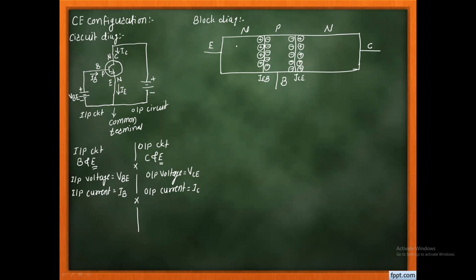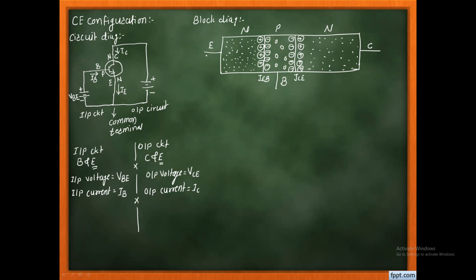As we know, the emitter region is the N region, and it is heavily doped. So a large number of free electrons are available in the emitter region, because it is the region which will donate, which will emit the majority carriers. The base region is very lightly doped and very thin, so a very small number of holes, the majority carriers, are present. And the collector region is moderately doped. It means that a sufficient number of electrons are present in the collector region, but the free electrons present in the collector region are fewer than in the emitter region.